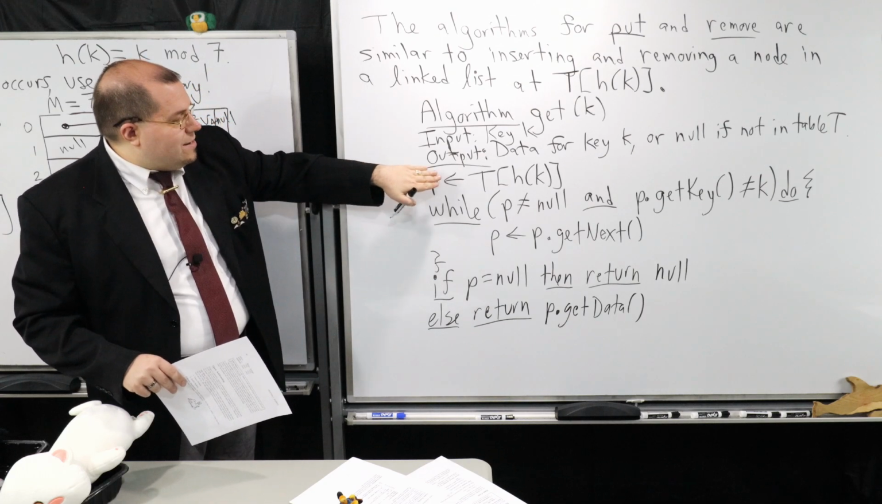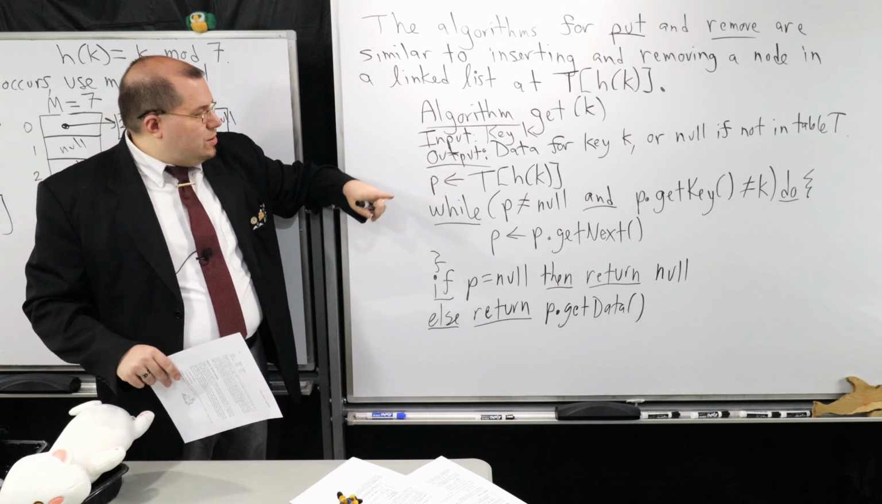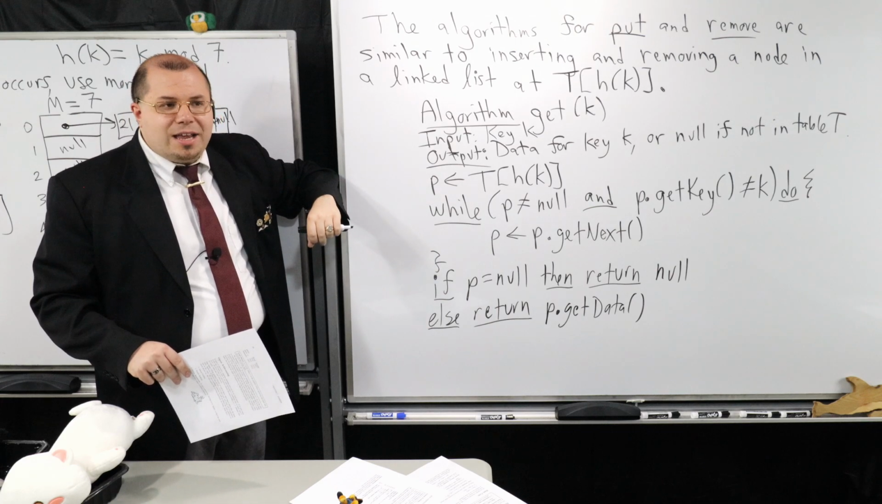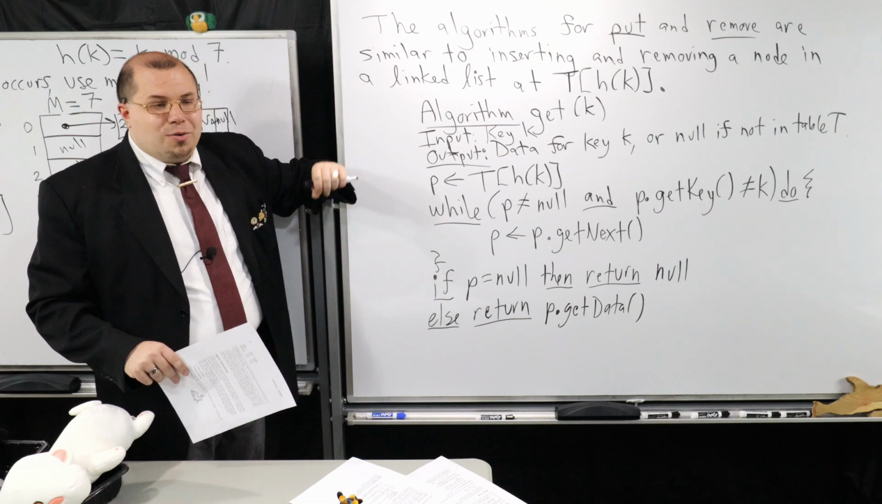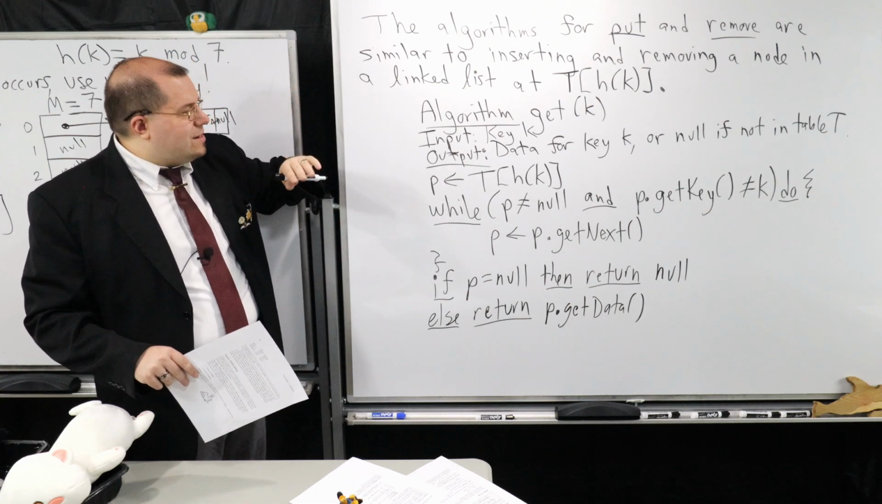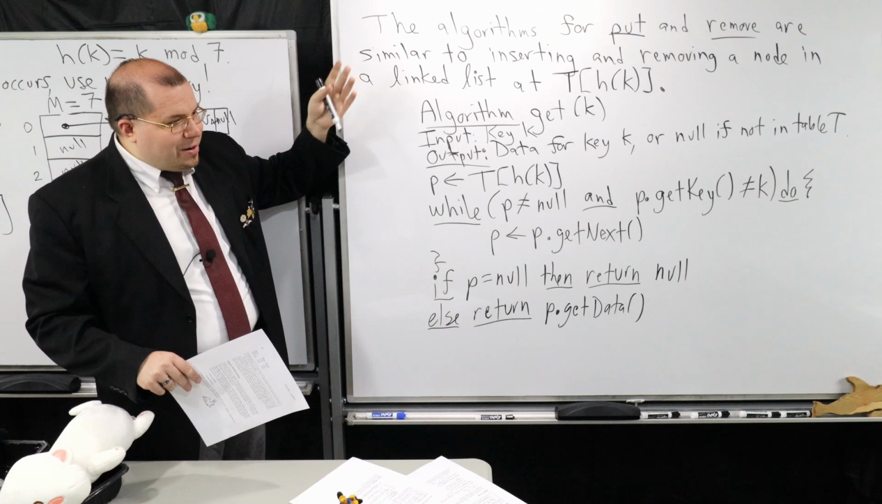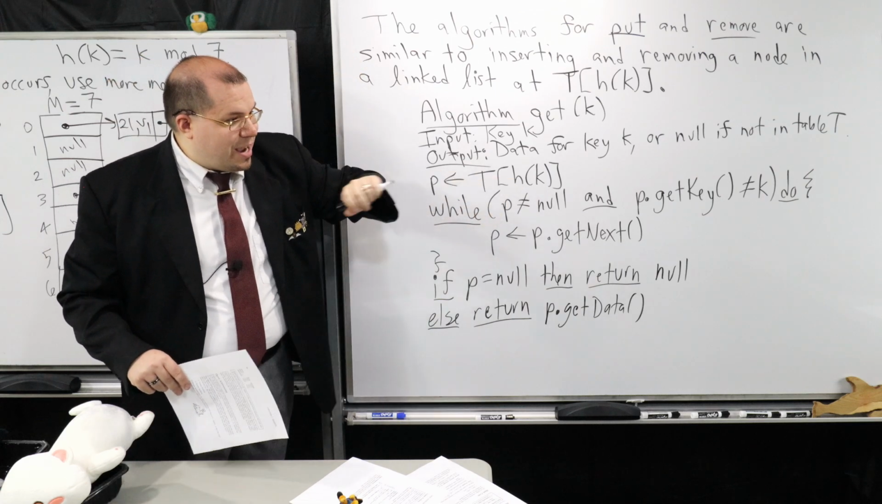So I start off by indexing into the hash table using this hash function h of k. You can think of this just as the hash function from the previous lecture. When we did that variant of Horner's method and I came up with that algorithm, that's what you could use for h of k, for example.